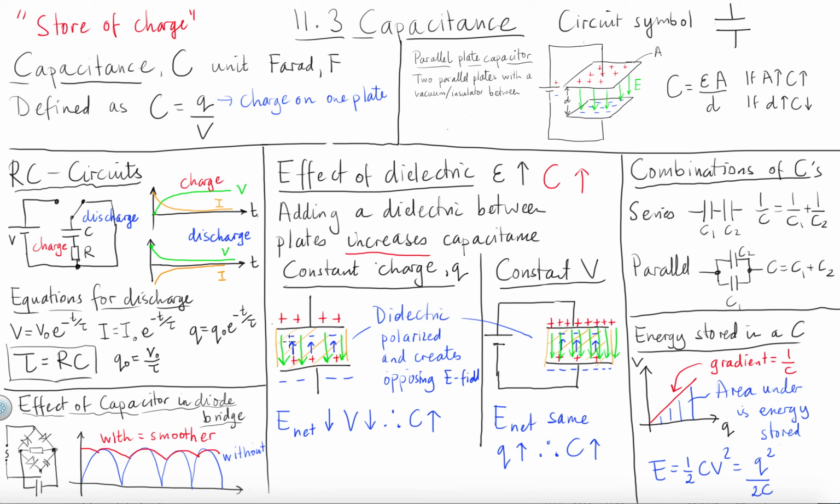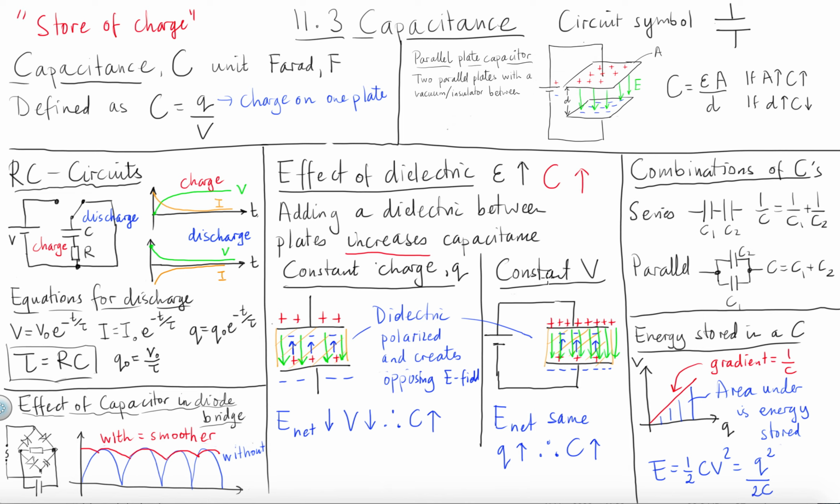In that case, when the dielectric is placed in between the plates, the material of the dielectric gets polarized, creating its own opposing electric field. So in this case, with constant charge, the net electric field decreases. Therefore, since electric field is proportional to potential difference, the potential decreases, and since capacitance is inversely proportional to potential difference, if potential difference decreases, capacitance will increase.